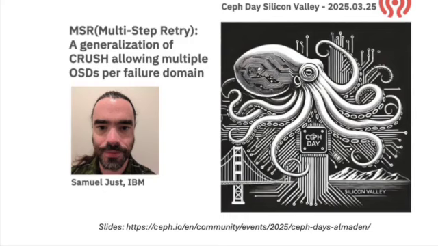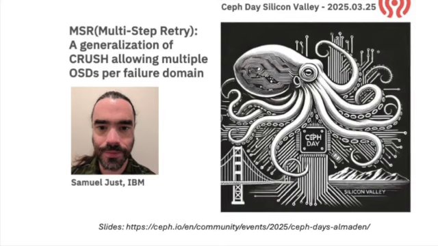So the step part means it's a step. CHOOSELEAF is the type of step. First n is what distinguishes replicated rules from EC rules as a general rule. First n means that we don't care about order. Indep means that we do. That's why with replicated pools, you never get those undefined OSDs in the middle of your acting set, because we simply truncate them over. And then type host indicates the failure domain we're trying to split.